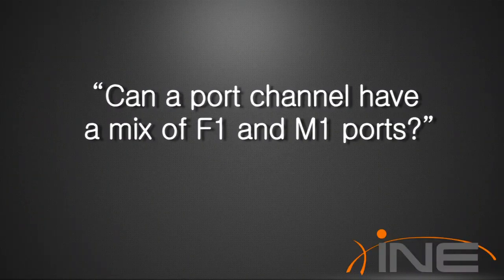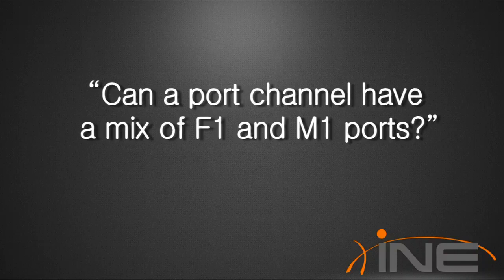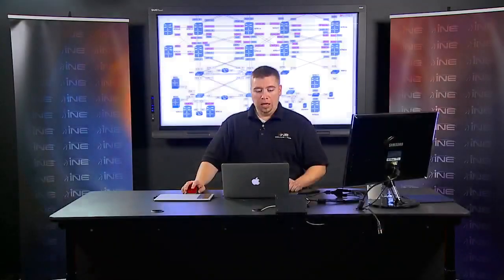There's a question: can a port channel have a mix of F1 and M1 ports? I know in VPC it cannot. Statically, let's actually test that real quick. Let's look back at our topology here. Between the Nexus 7Ks, these are the M1 ports at the top, the pink ones. The F1 ports are the blue ones. Okay, so let's say we're going to channel all 4 of these links together.